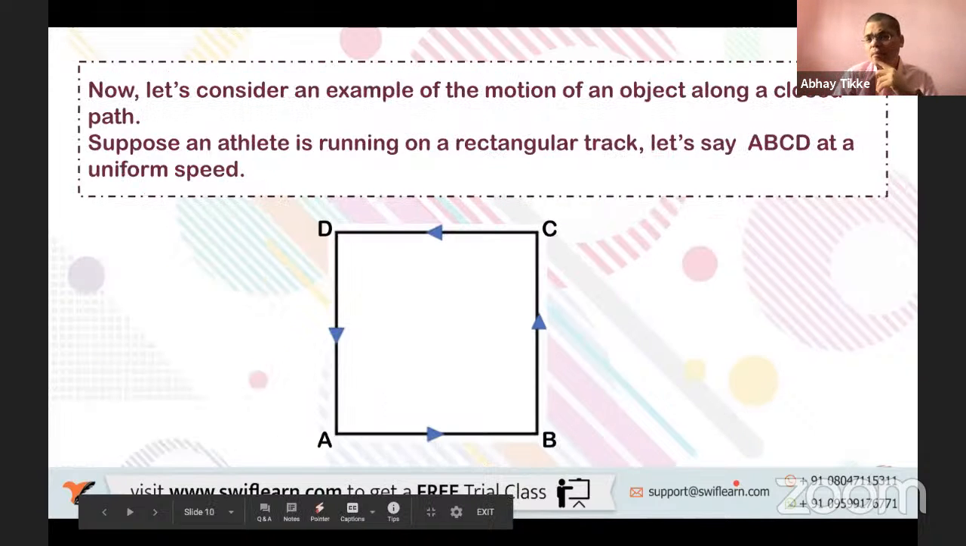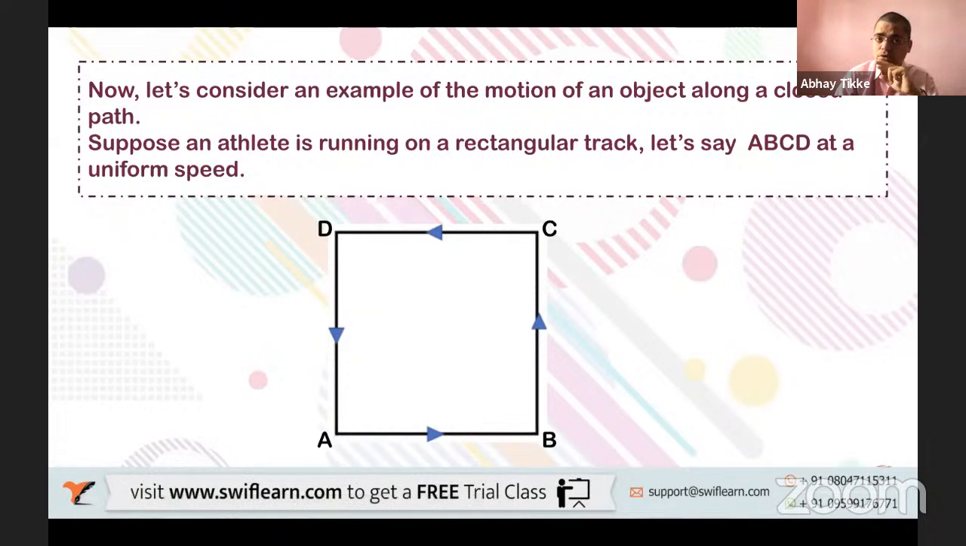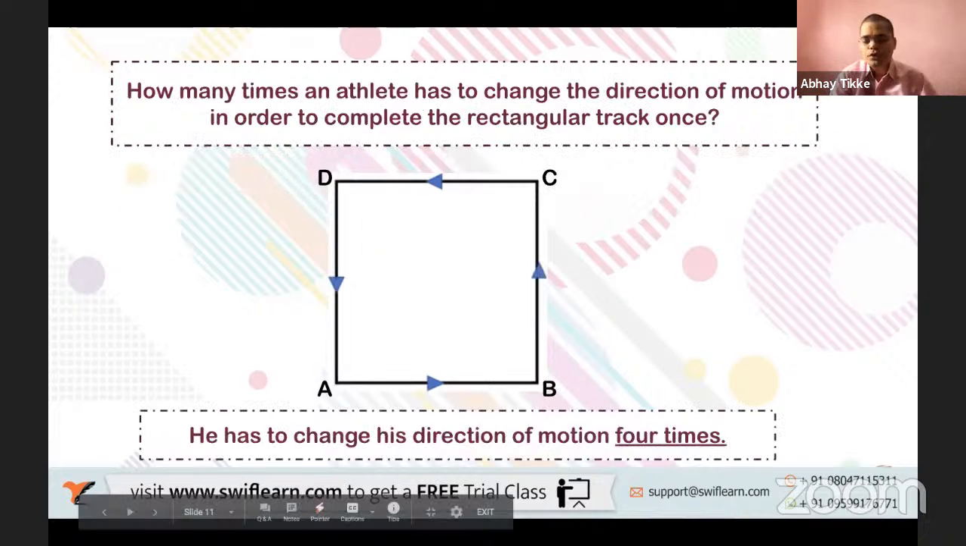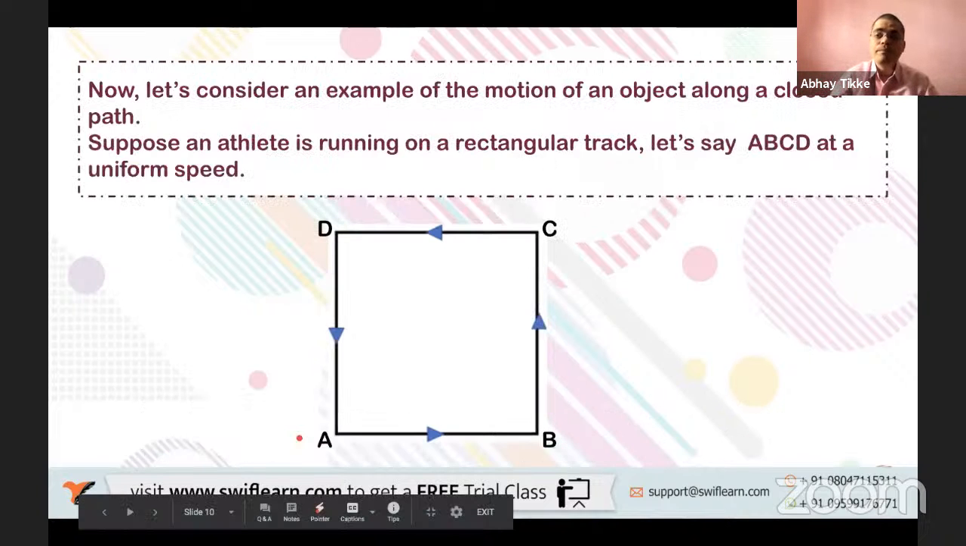Now let's consider an example of the motion of an object along a closed path. Suppose an athlete is running on a rectangular track, let's say ABCD, at a uniform speed, right? You must have taken part in a running competition in your school, right? So let's say you are an athlete now, and you have to travel the path A, B, C, D, and come back to A, because it's a repetitive motion. So let's say you start from A.